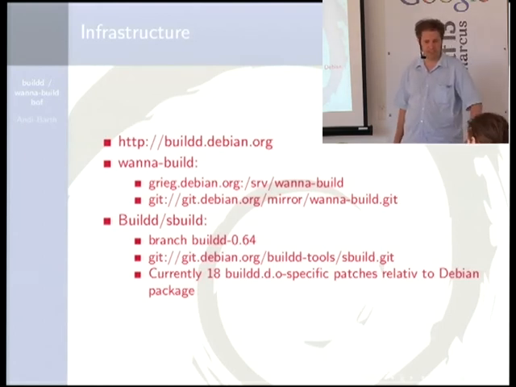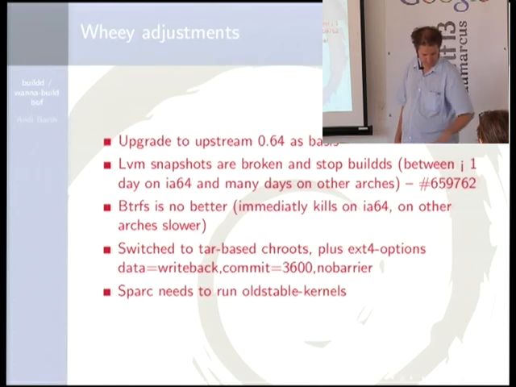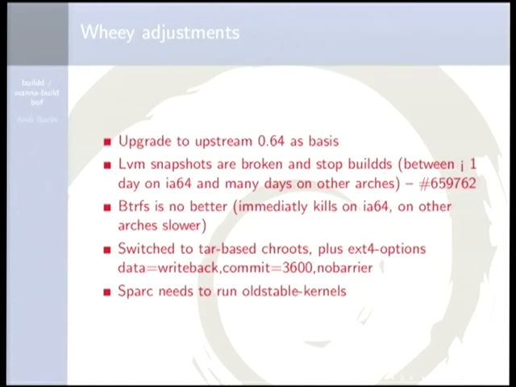Mostly small things, like the FTP master's location for this and that having changed. Sometimes a bit larger ones, because our most important goal is that this thing runs 24/7. So what did we do for VC? We upgraded to upstream version 0.64 as the basis for our own version.